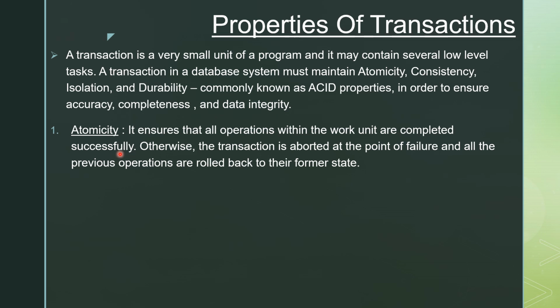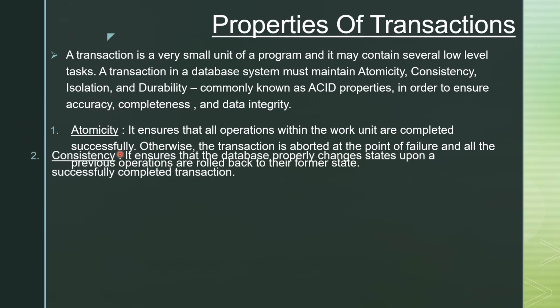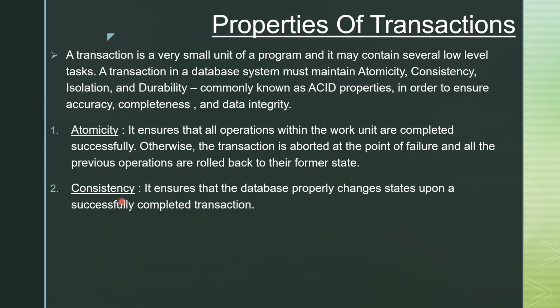Now let us see the other property, what is the second one? Consistency. It ensures that the database properly changes states upon a successfully completed transaction. So consistency means your data should be consistent. Whenever you're doing a transaction from one end to the other, whatever you're transferring from one account to another, the total value of funds should be the same in both accounts.